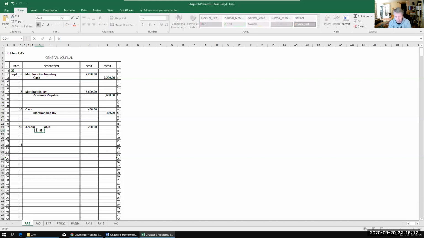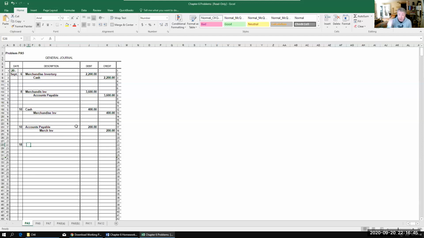Merchandise inventory, okay. And then finally here on the 18th, looks like we have paid our account in full from September 8th, less any returns, allowances, and or discounts. We've already taken care of this allowance. We didn't have any returns, because we only returned the ones that we paid for in cash. And so in this case, we owe $3,400.